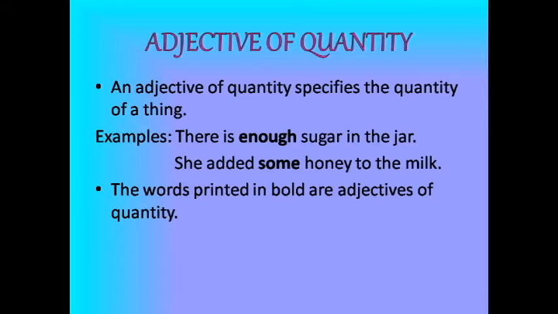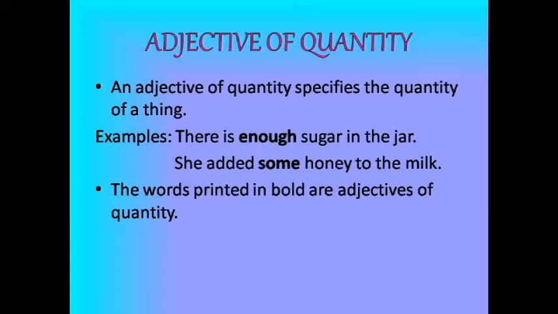The next type of adjective is adjective of quantity. An adjective of quantity specifies the quantity or amount of something. For example, give me some water. In this sentence, some is the adjective of quantity. The next example is, there is enough sugar in the jar. Here, enough is the adjective of quantity because it tells us how much sugar there is in the jar.